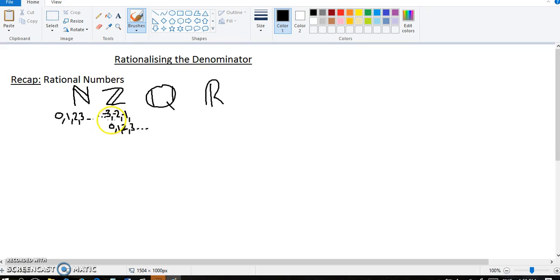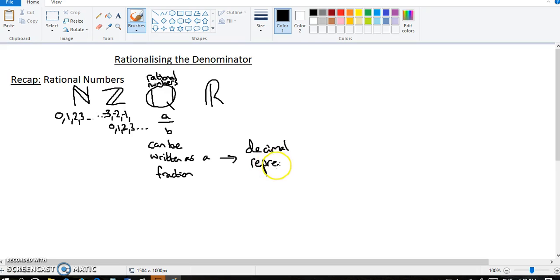Then we moved away from our whole numbers into Q, and these were the key ones that I wanted to refer to today, our rational numbers. And these were all the numbers that could be written in the form of a fraction. So they can be written as a fraction, which means that their decimal representation terminates or repeats infinitely, so is a recurring decimal.